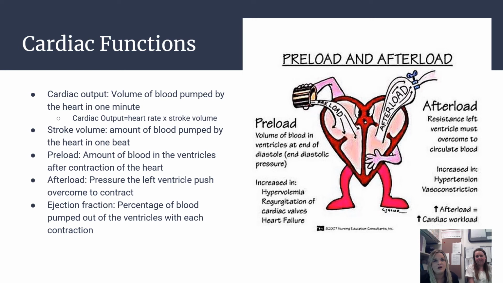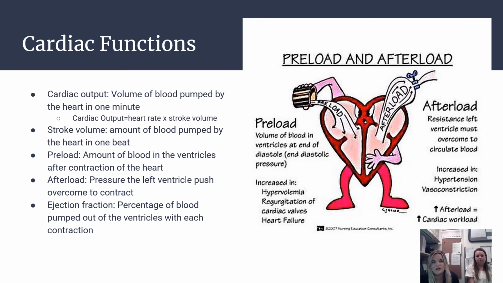Next, we're going to move into the cardiac functions. So we have the cardiac output, which is the volume of blood pumped by the heart in 1 minute. So to find the cardiac output, you need to take the heart rate times the stroke volume. The stroke volume is the amount of blood pumped out by the heart in one heartbeat.